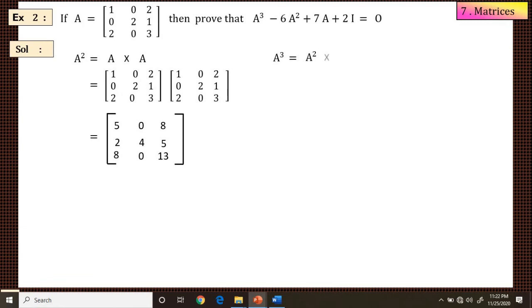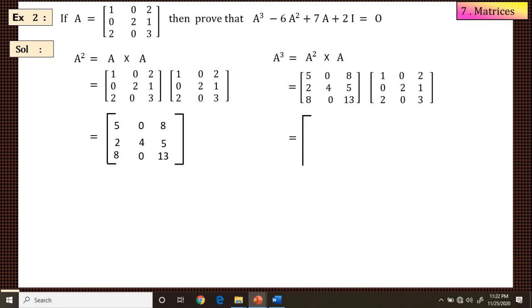A cube means A square into A. So substitute the A square matrix and the A matrix, again following the product row into column wise. With the first column, if you multiply the elements and take the sum, you will get 21. With the second column, you will get a 0, and with the third column, you will get 34.